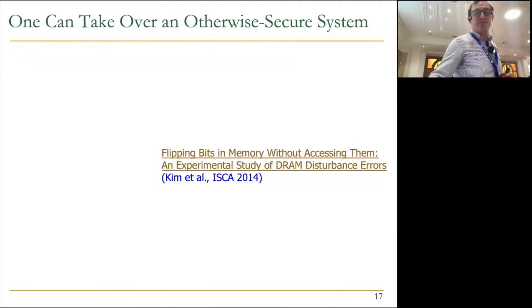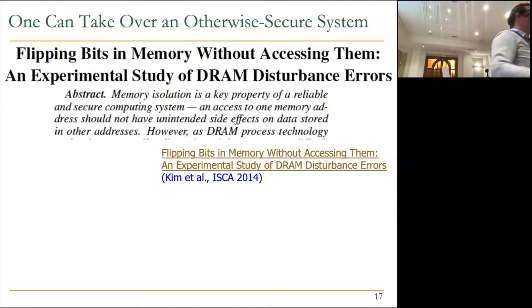Okay, so this is the first sentence from the paper. We said that memory isolation between different memory addresses is a key property of a reliable, secure, or robust computing system. Access to one memory address should not have unintended side effects on other data stored in other addresses. I strongly believe this still. We should really keep this invariant in our systems. But RowHammer clearly breaks this invariant. We said in the paper that we wrote this program, and someone can extend this to hijack your computer. We didn't do that. But we believe that once you have a bit flip, someone can extend it so that you can take over a system.